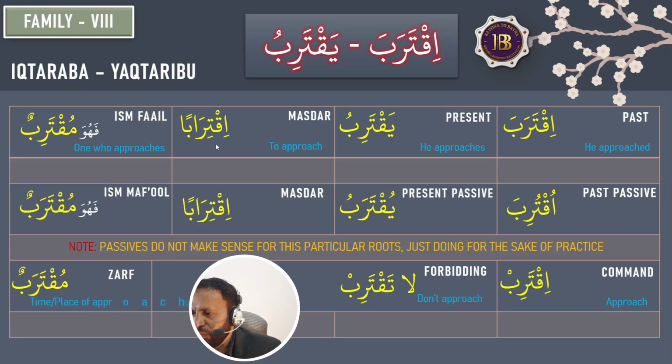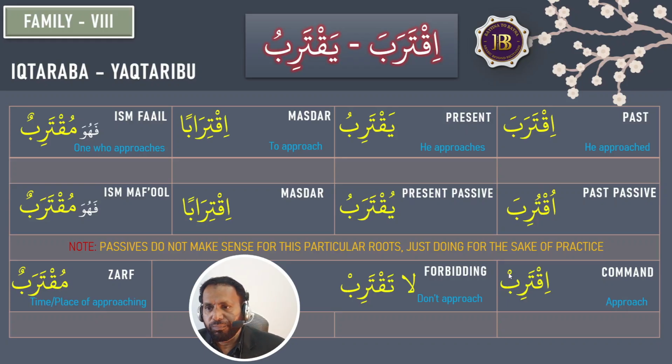Okay, so that is muqtarabun. Iktaraba, yaqtaribu, iktiraban. To approach, to come near. That would be the meaning, to come near. Okay, so there is a difference between near and approaching. Being near is a quality. Being near is a state, a property.